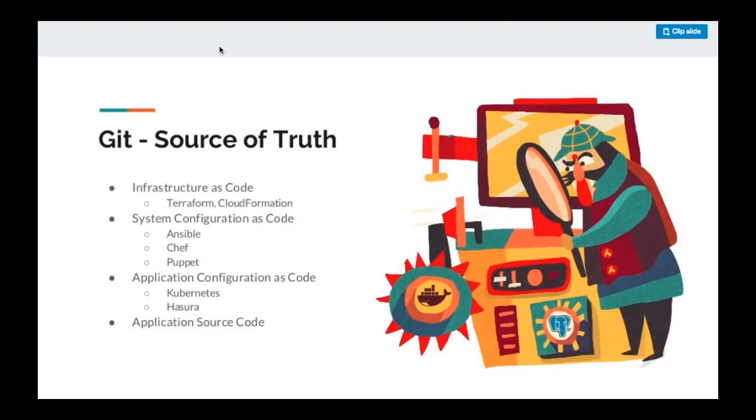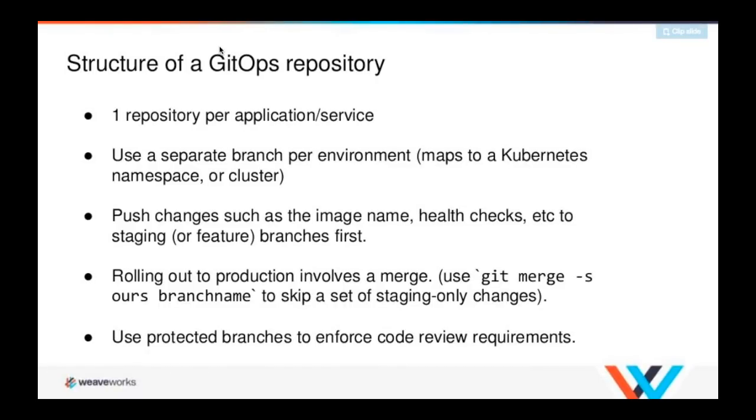So let's take an example of how a GitOps repository is maintained, right? This is how the structure of a GitOps repository looks like according to Weaveworks.